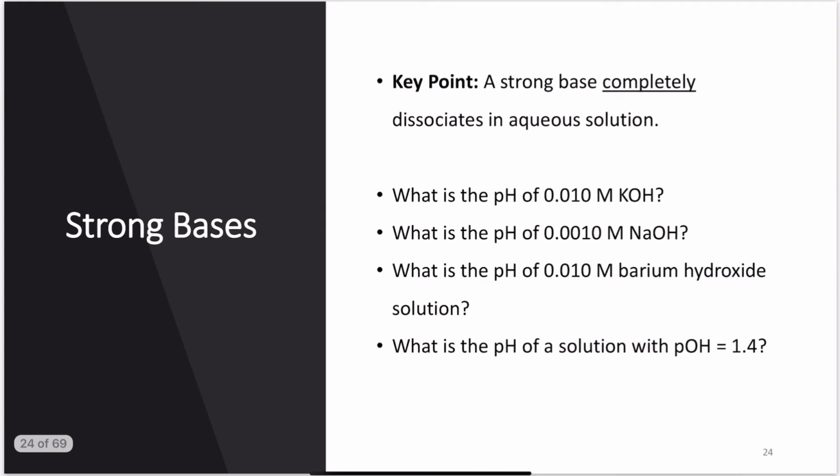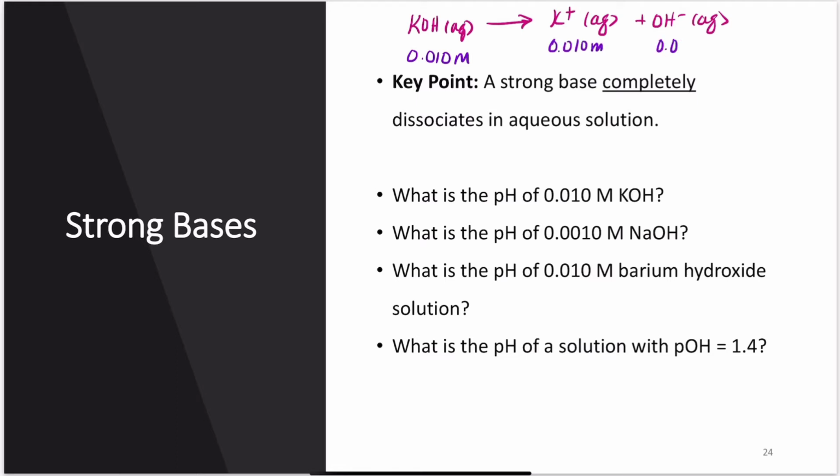Okay, so we've also talked about bases. We know that bases also dissociate 100% or completely in aqueous solution. So same kind of concept. What is the pH of a 0.01 molar KOH solution? Well, KOH is going to break apart into K plus ions and OH minus ions. If I have a 0.010 molar KOH solution, it's going to give me 0.010 molar K plus and 0.010 molar OH minus.